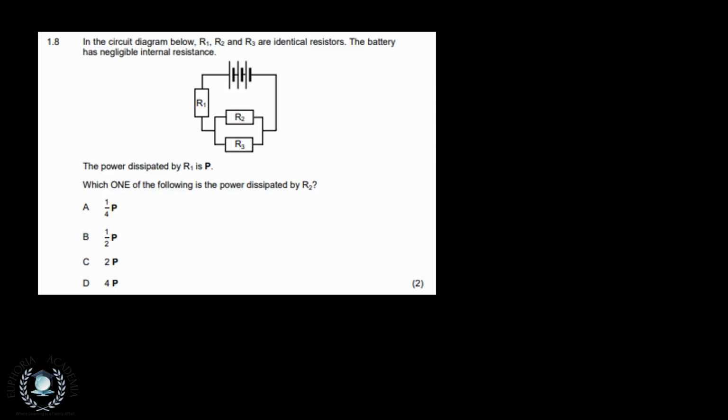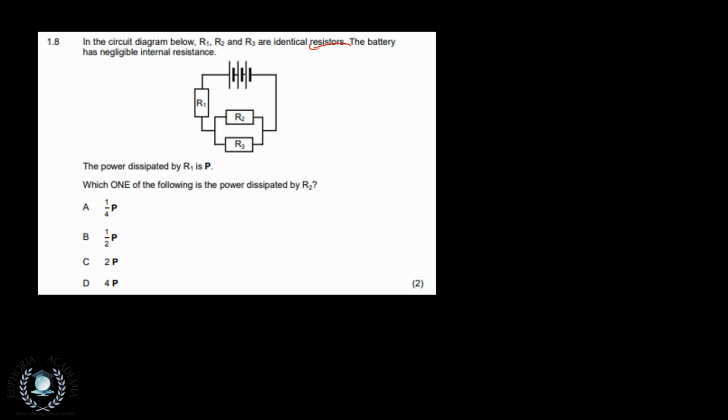Alright, beginning with the first question, we need to understand what the question is looking for as well as understand what the circuit diagram is representing. So question 1.8 in the multiple choice, we have that in the diagram below, R1, R2, and R3 are identical resistors, meaning that they have the same resistance. The battery has negligible internal resistance.